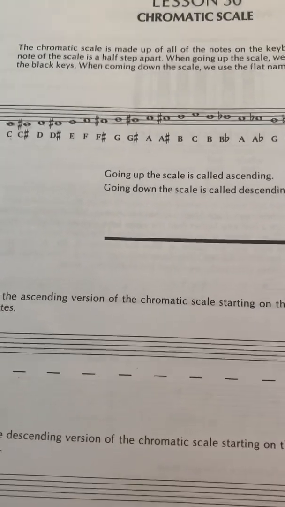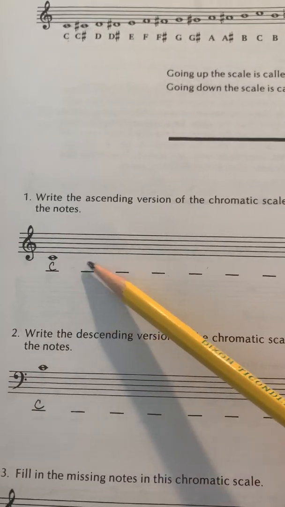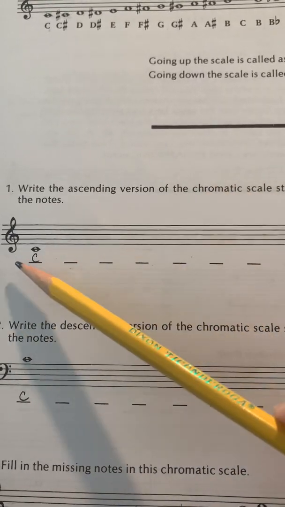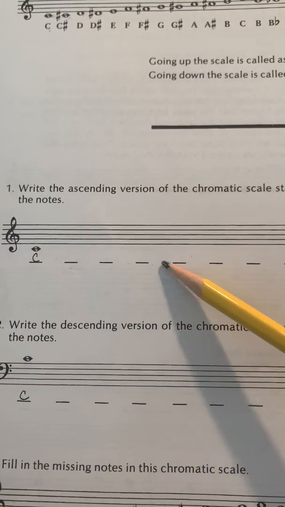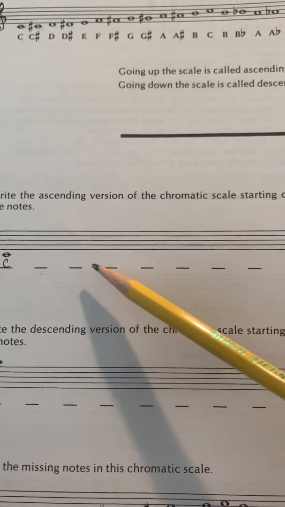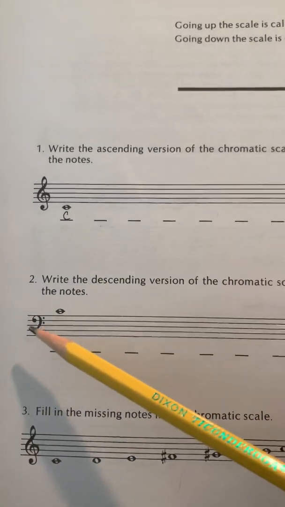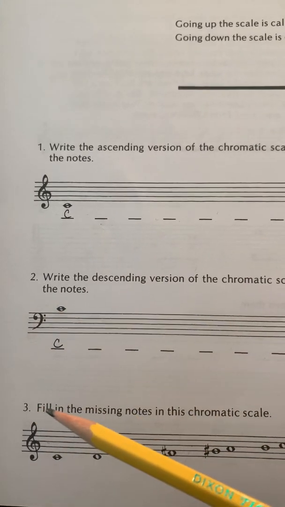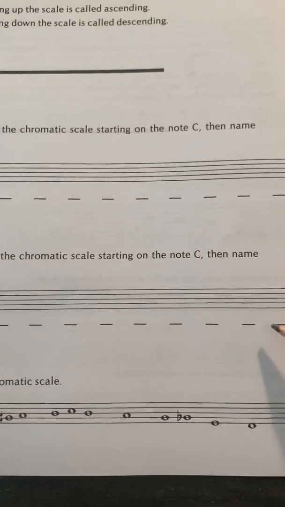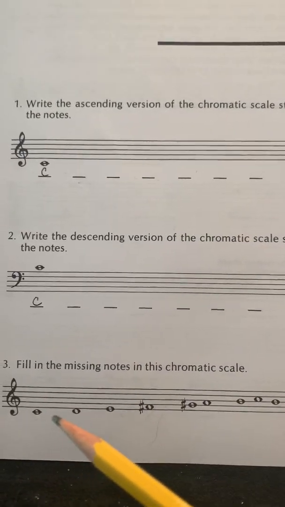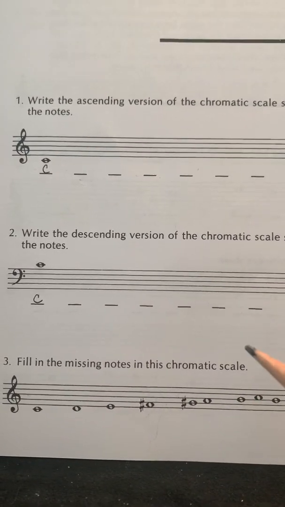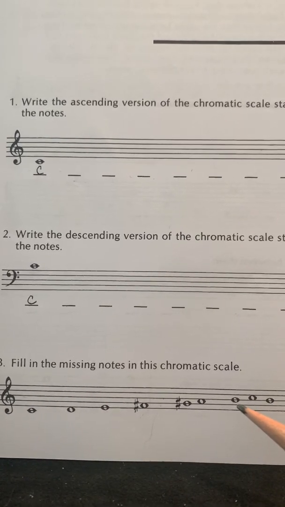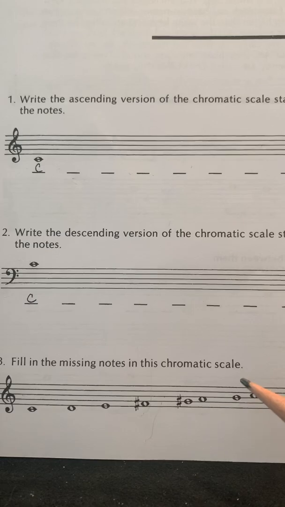Okay, so when you're writing in these theory lessons, you're working your way up the chromatic scale in the treble clef, just one per line. So C sharp, D, D sharp, E. And then coming down, the descending version, remember you're in the bass clef, so pay attention to that. And you're just working your way down the scale. And then the last one, you're just filling in the missing notes. Keep in mind those pesky half steps where you actually wouldn't see an extra note in there, okay?